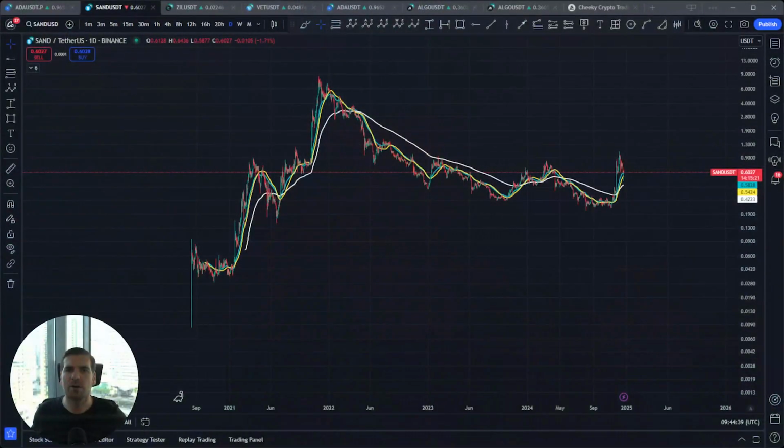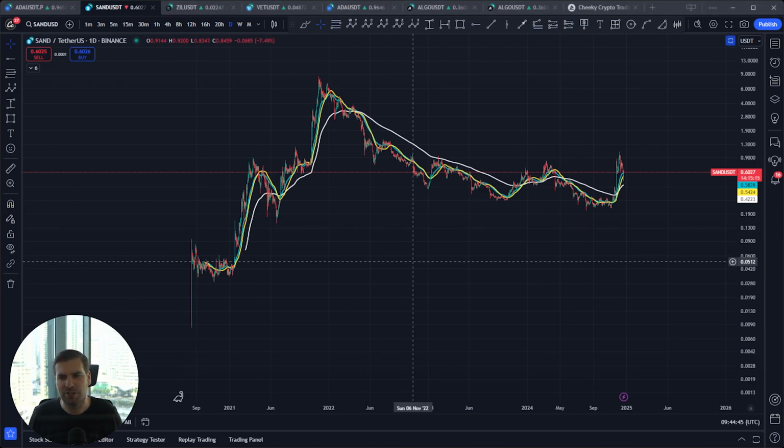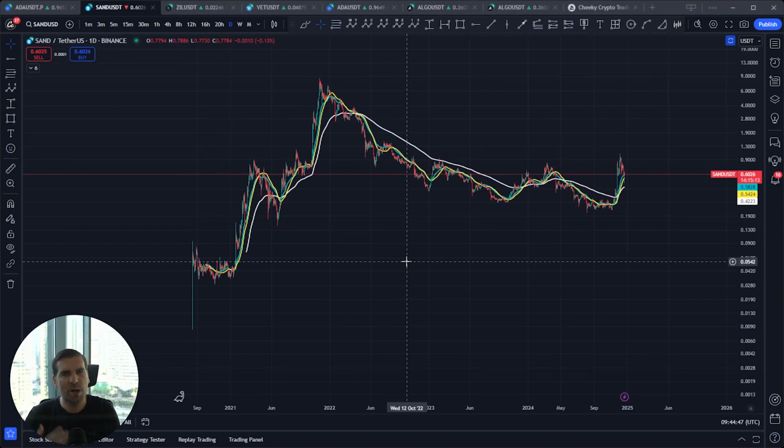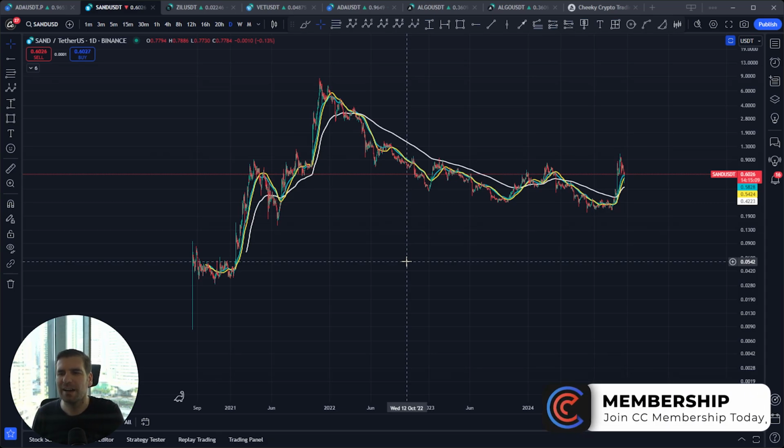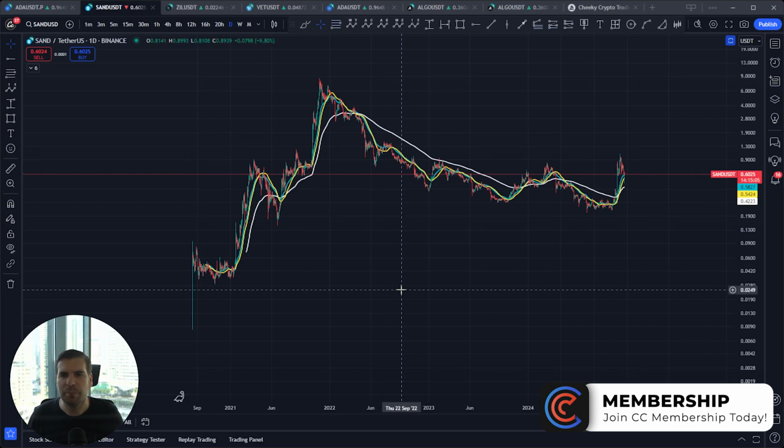Let's jump right down into the charts and take a look at what's going on with SAND. So here we have SAND paired up with USDT. We're on the 1-day Binance chart here, and we are going to use a couple of tools to help us understand the market structure and where we think SAND could be heading in the upcoming 2025 bullish market.